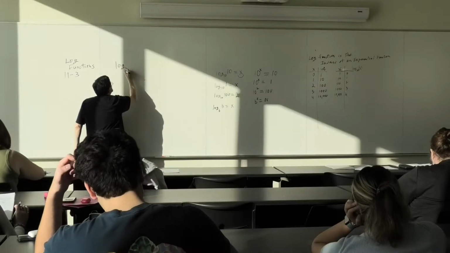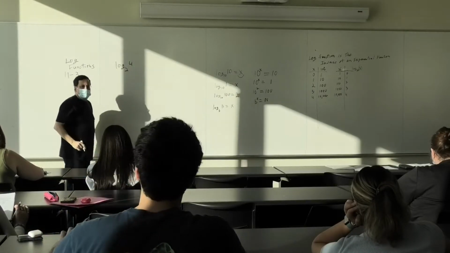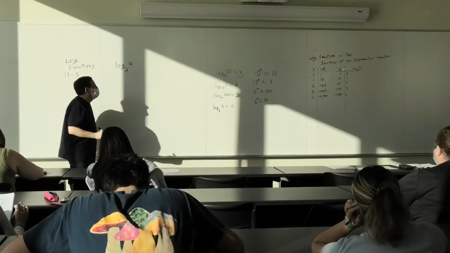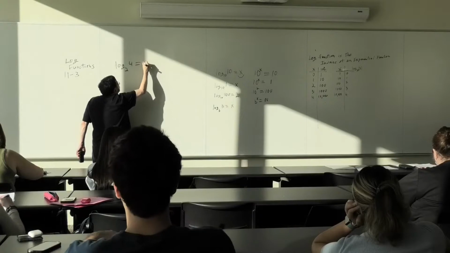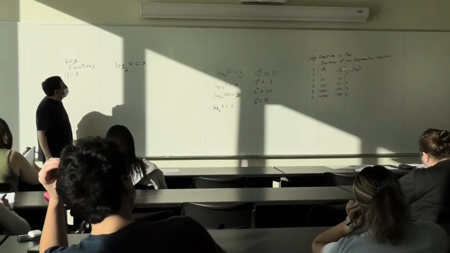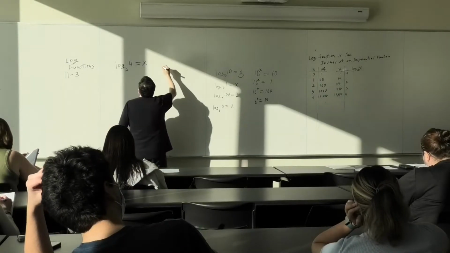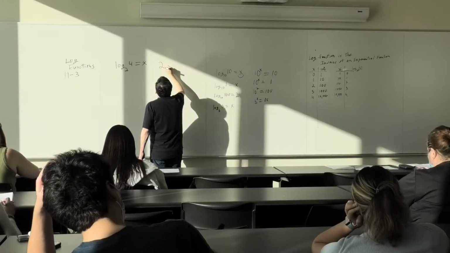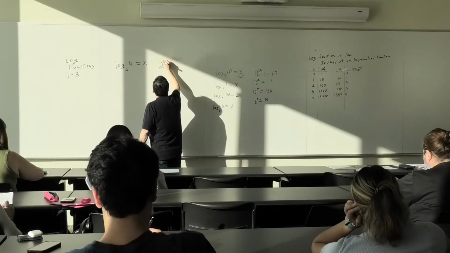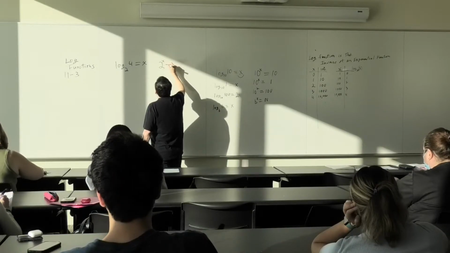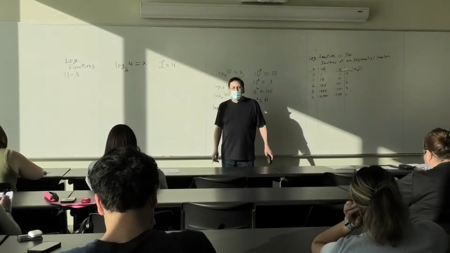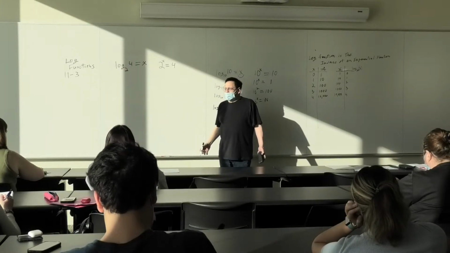Log to the base 2. Oh, I changed it. It's not 10 anymore. So you don't want to panic. What can that be equal to? Well, 2 to the... the log is an exponent, so this is the exponent, equals 4. So looking at it that way is pretty easy, isn't it?